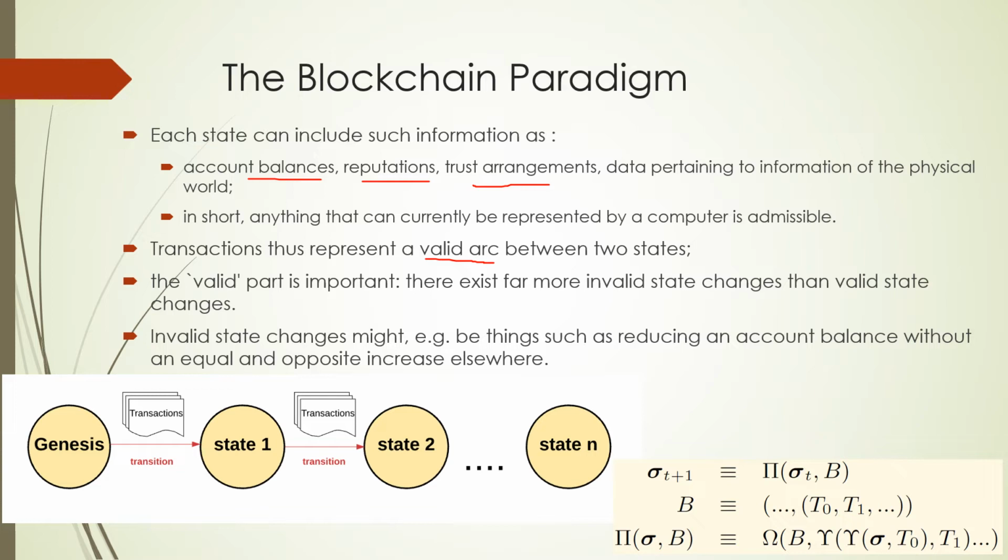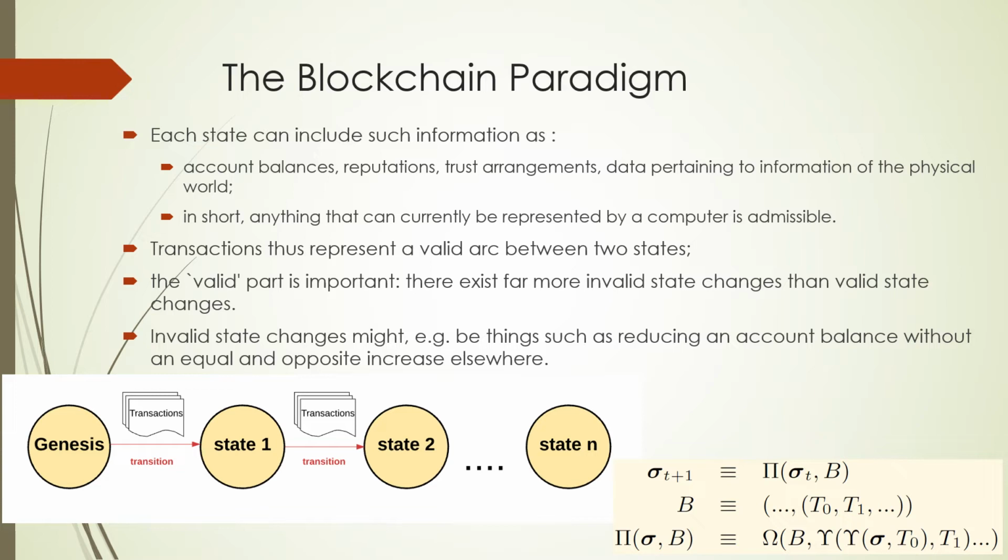Invalid state transitions are something like, let's say you want to reduce the balance of an account without an equal and opposite increase in another account. So that's obviously an illegal action, so it doesn't have a valid state transition in Ethereum as a state machine.